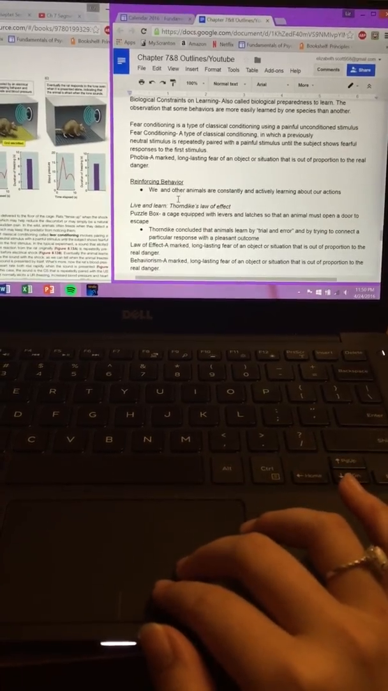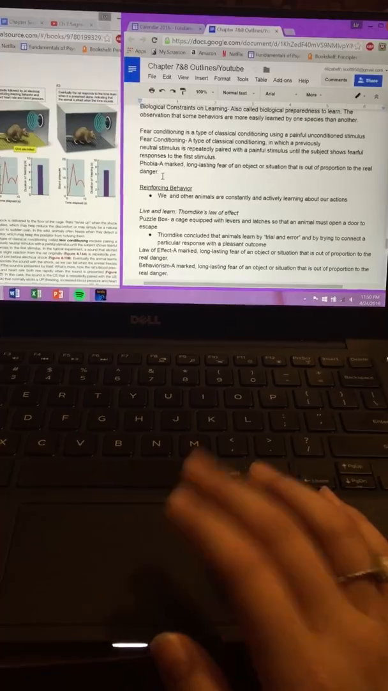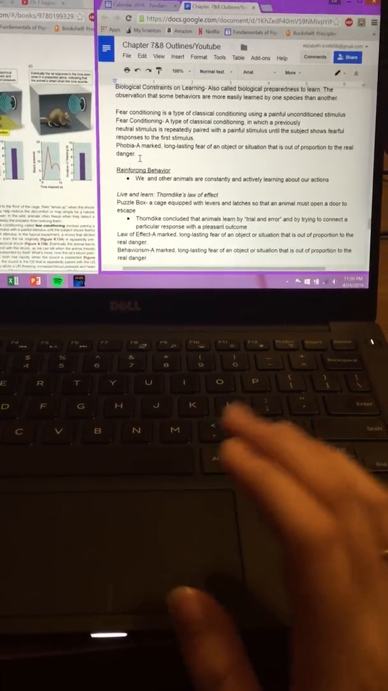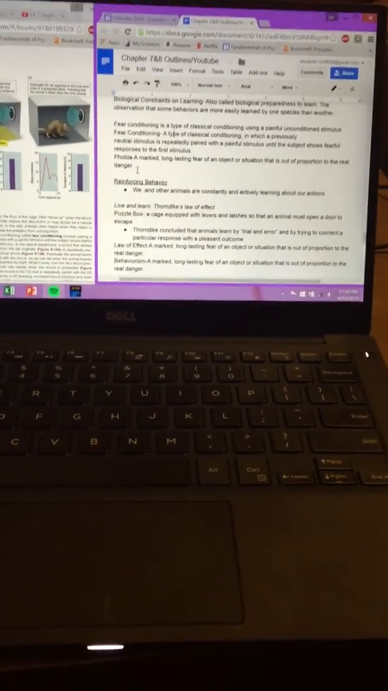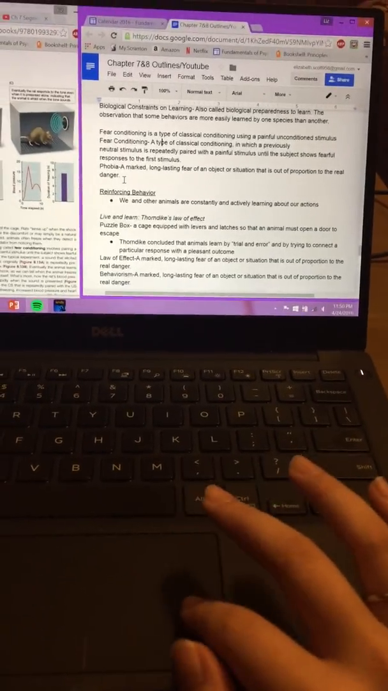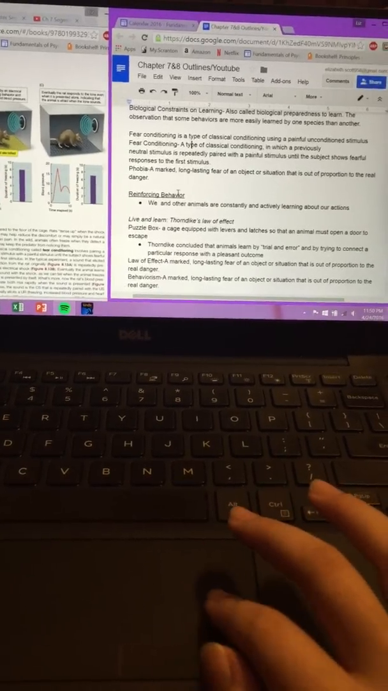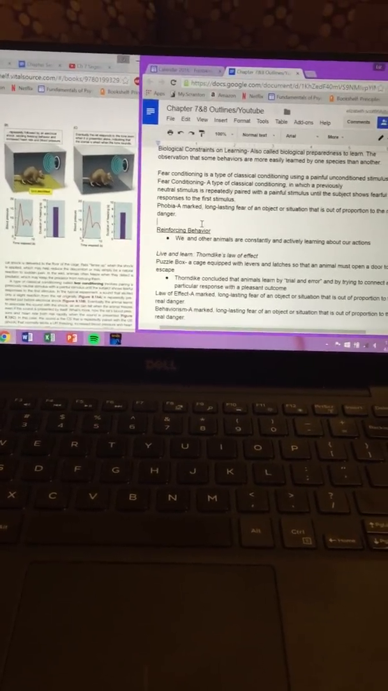A famously known example is also a phobia, which is where you can develop a long-lasting fear of an object or a situation that is usually out of proportion to the real danger. A common example of this is hockey masks, because of horror movies that use hockey masks to hide the face of a murderer.